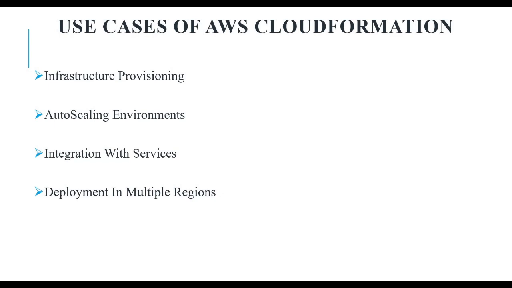The next is integrating with services. You can integrate AWS CloudFormation with different services like CodePipeline, Jenkins, CI/CD pipeline, and so on, which will help you to automate the deployment. The next is deployment in multiple regions. You can manage AWS CloudFormation to deploy in multiple regions, which will help you with disaster recovery.